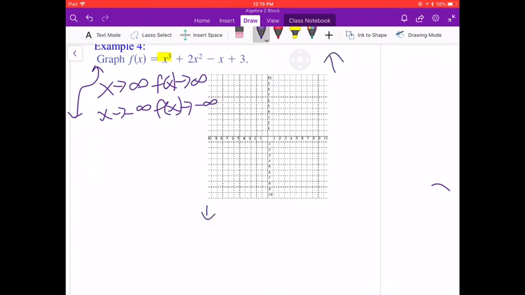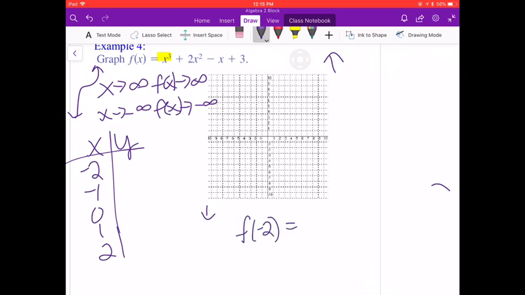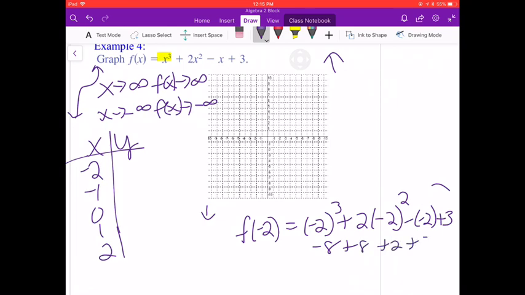Now to decide what happens in the middle, I'm going to make a table of values, and I'm going to choose -2 to 2, and I'm going to pick these 5 points for x every time. And then I'm going to evaluate the function for each of those. So f of -2, I'm going to plug in -2 in for my x and solve for my y. I'm going to get -8, and 4 plus 8, so that's 0, plus 2 plus 3, I'm going to get 5. And I'm going to keep doing that.